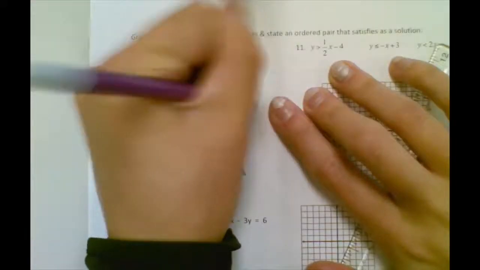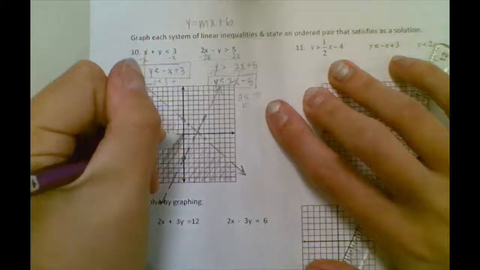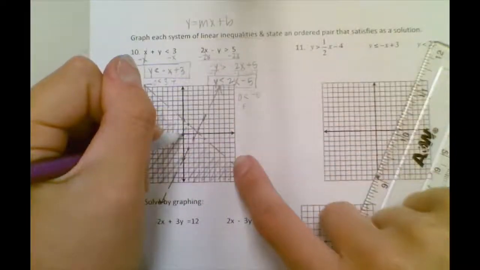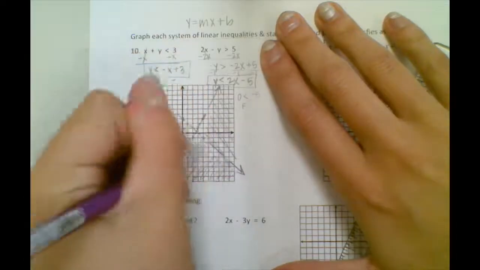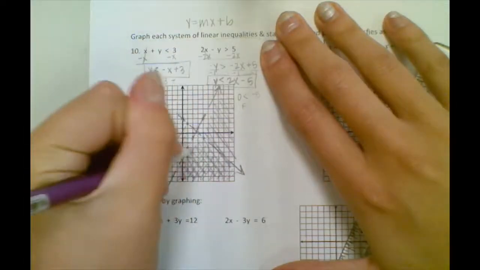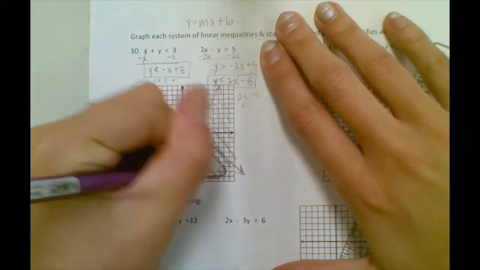Okay. So here's 0, 0. So I'm going to shade on the opposite side. So I'm going to shade over here. So my solutions are where my shadings intersect, which is in this region.